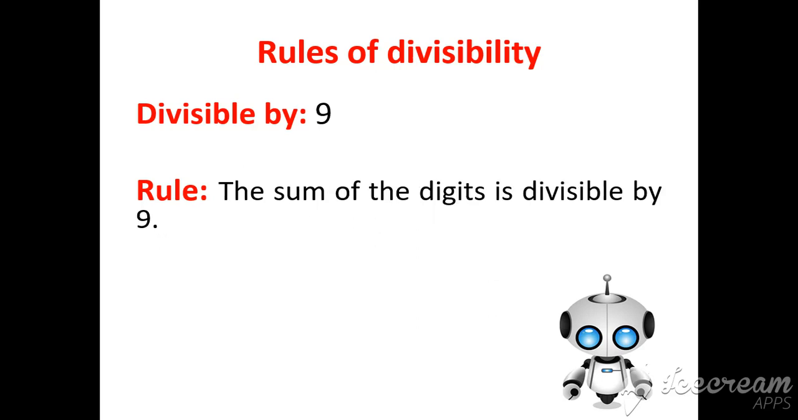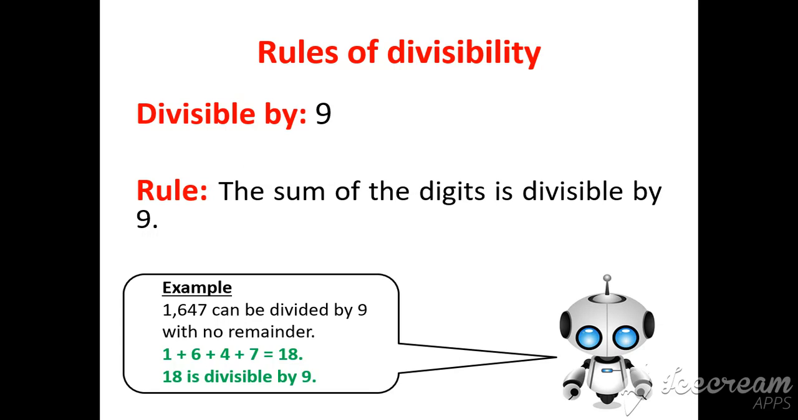All right, divisible by 9, the sum of the digits must be divisible by 9. This is very similar to the rule of divisible by 3. So if I took the number 1,647, can I divide it by 9 evenly with no remainder? Yes, I can, because I go 1 plus 6 plus 4 plus 7 gives me 18, and 18 can be divided evenly by 9.